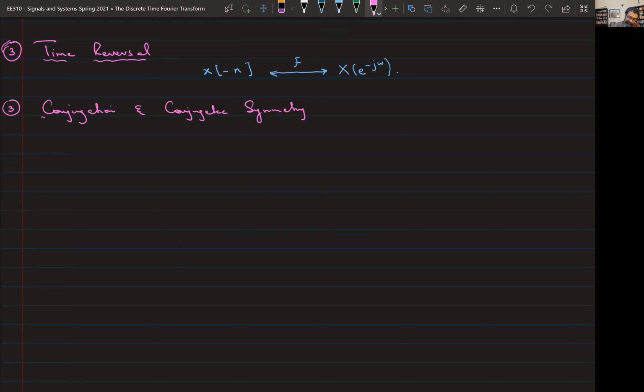This is a consistent theme that we've seen across Fourier series first, and then Fourier transform, continuous Fourier transform, and now discrete time Fourier transform. So that's why I'm not going to do the explicit proof for this. The question is, if I take the conjugation in the time domain, what happens in the Fourier domain?